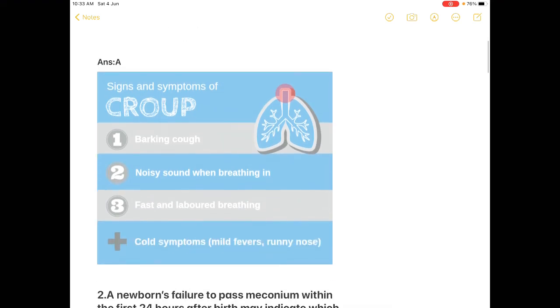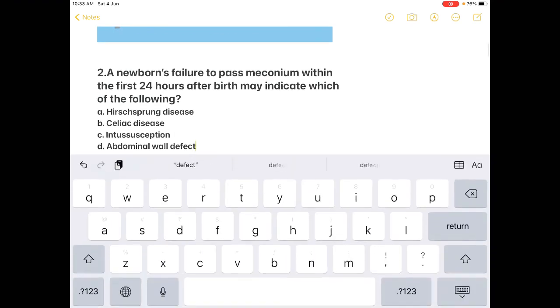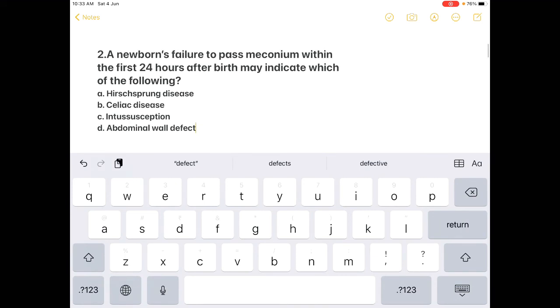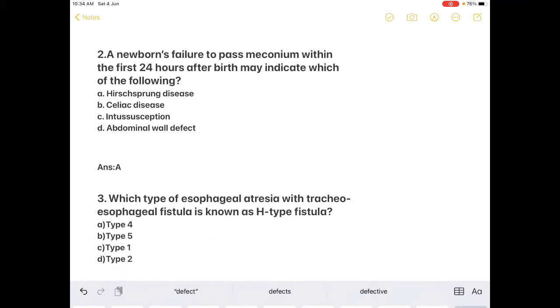So next question is, a newborn failure to pass meconium within the first 24 hours after birth may indicate which of the following? Option A, Hirschsprung disease. Option B, celiac disease. Option C, intussusception. Option D, abdominal wall defect. The correct answer here is A, Hirschsprung disease, which indicates a newborn's failure to pass meconium within the first 24 hours of life. So the correct answer here is A.